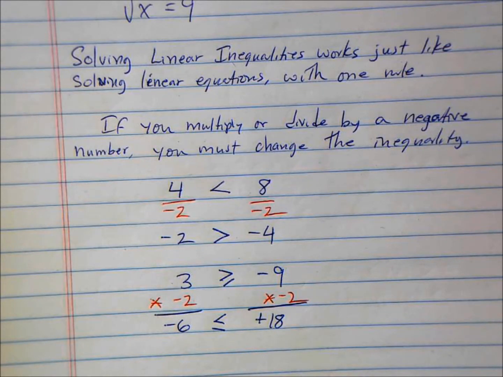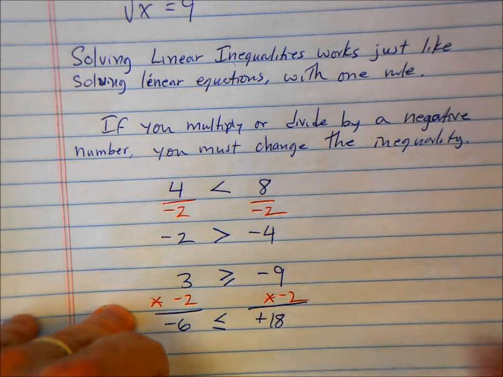All right, so that's really the only rule. The only different rule is, when you multiply or divide by a negative number, flip the sign. Otherwise, solving linear inequalities works just like linear equations, which we've been doing all along this semester. All right, so let's solve a couple linear inequalities.